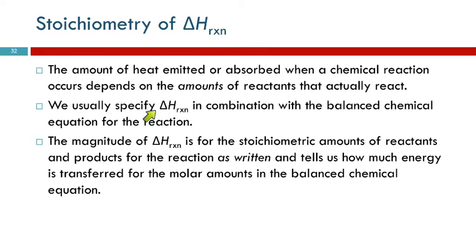So we specify delta H reaction in combination with the balanced chemical equation. The magnitude of that is for the stoichiometric amounts of reactants and products for the reaction as written. Now, the reaction could be written with coefficients that are not in the lowest ratio. It could be written with coefficients that have fractions. It's okay. You just do it however it was written.